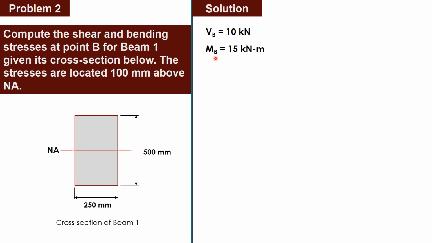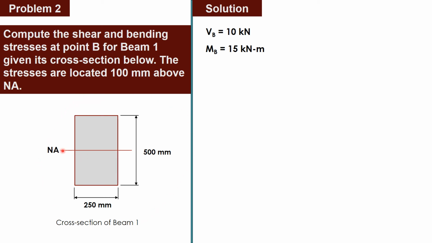So, yung sa moment at point B, ganun din. So, makikita mo ito doon sa beam. Kaya itong first part ng problem, doon ka muna titingin sa beam, sa shear and moment diagram. Now, ito naman, yung the stresses are located 100 millimeters above NA, ito naman ay titingnan mo dito sa cross-section.